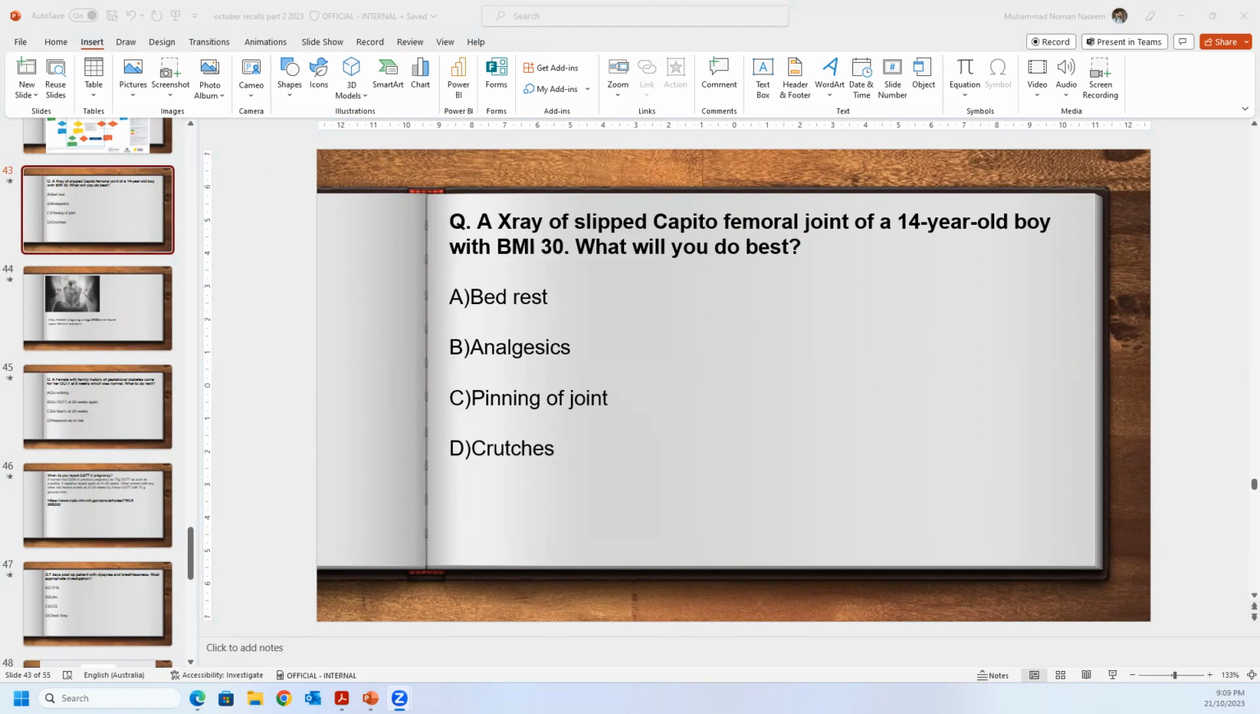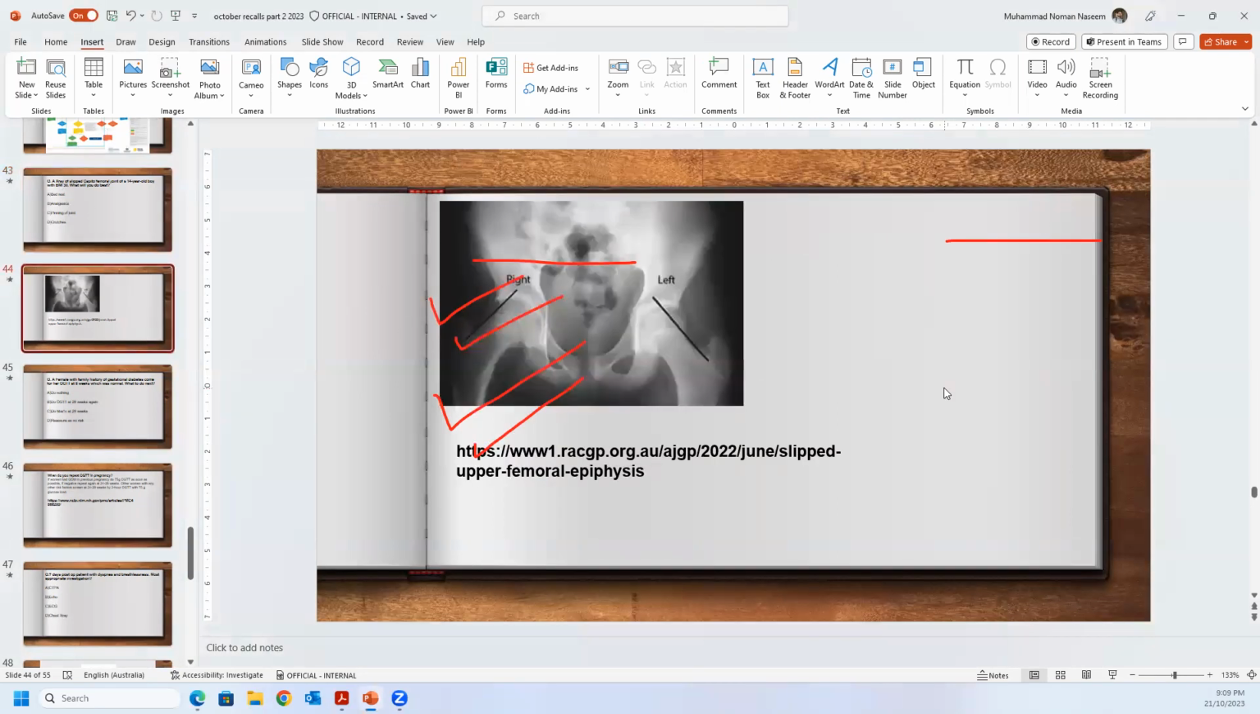Okay. So they have given you an X-ray which shows slipped capital femoral epiphysis of a 14-year-old boy with a BMI of 13. Best treatment they're asking: bed rest, analgesia, pinning of the joint, or crutches. I'll show you guys the X-ray. So this is the X-ray. This is the right side and this is the left side. Which one is the slipped capital femoral epiphysis, the right side or the left side?